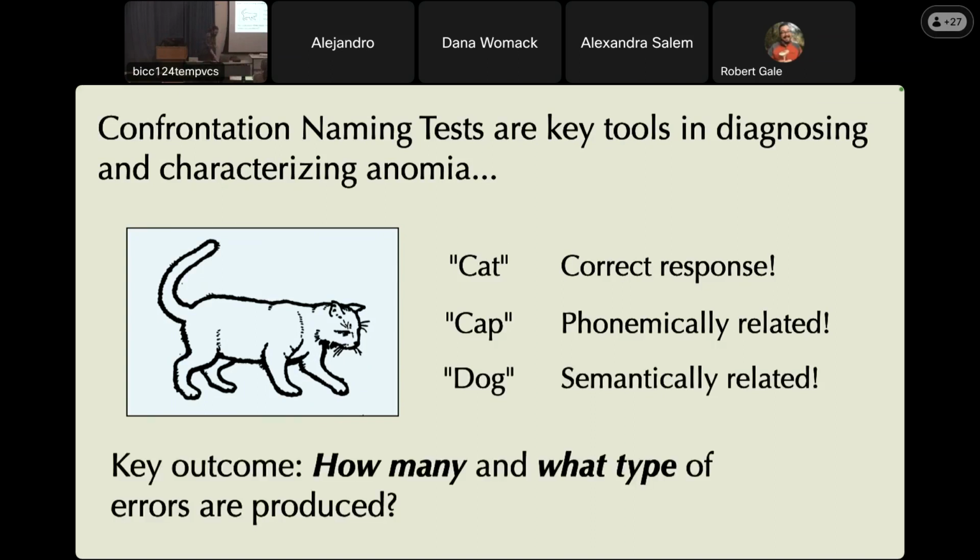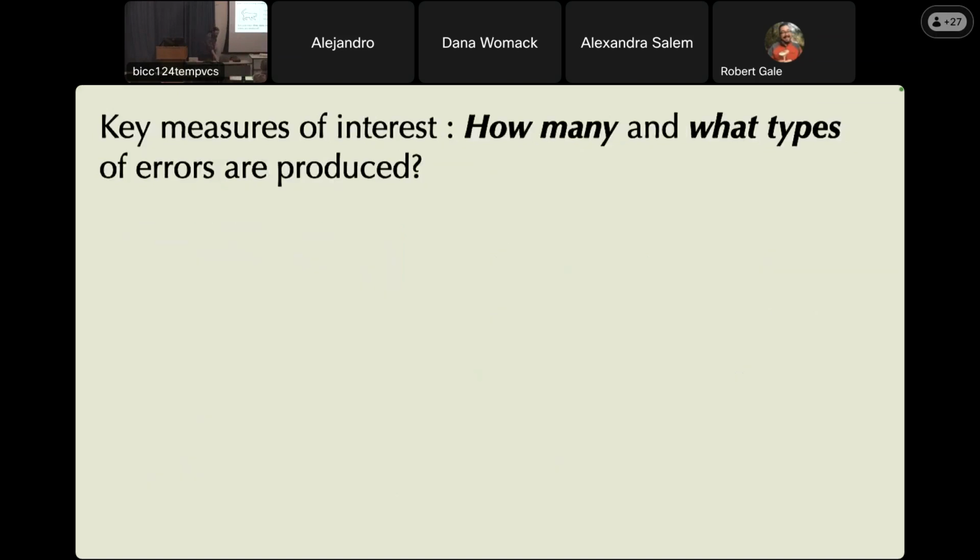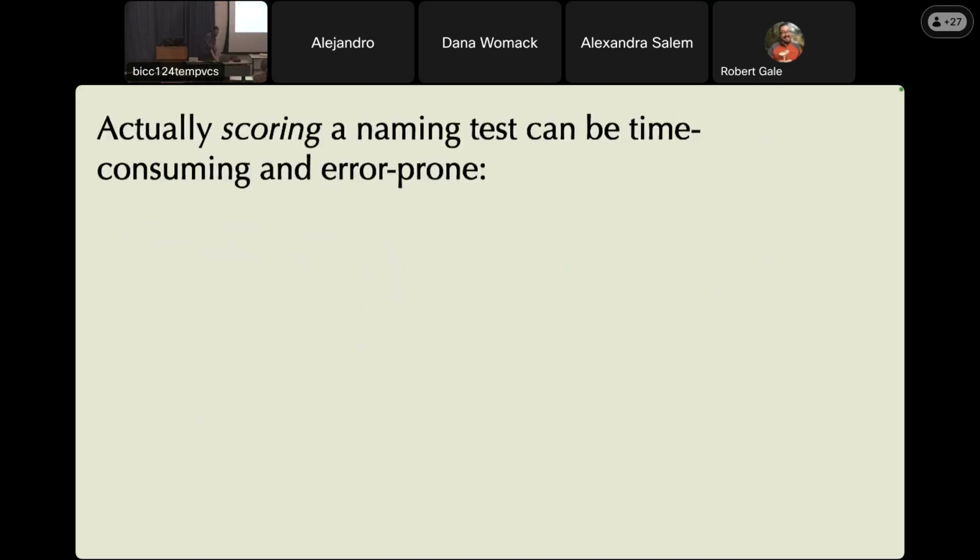And so the key outcomes from a test like this are how many and what type of errors get produced. And that tells you, for example, if someone's deficit is semantic in nature or phonological in nature or both, which of course then guides how you treat. So that's great. The problem is scoring these things is a dang nightmare.